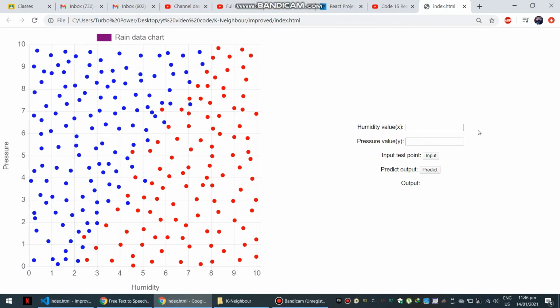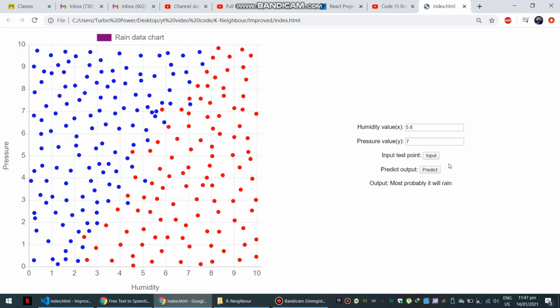Let's take another example which will make this concept crystal clear. Let's take the values of humidity and pressure of the test point as 5.6 and 7 respectively. Again, let's assume that the value of k is 5. In this example, there are 4 blue and only 1 red point out of those 5 points which are located closest to the test point, or are the nearest neighbors of the test point. As most of the nearest neighbors out of 5 are blue points, the machine will predict that the test point must also belong to the category of the blue points, or in other words, for humidity equals 5.6 and pressure equals 7, it will rain.